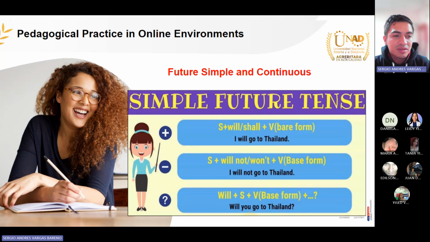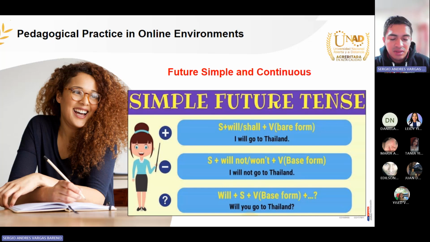So in an affirmative sentence, we have: I will go to Thailand. In negative, it is more common to use won't. We can use will not, but the most common is won't. So subject, won't or will not, and the base form, and a complement, like the example. I won't go to Thailand, or I will not go to Thailand.